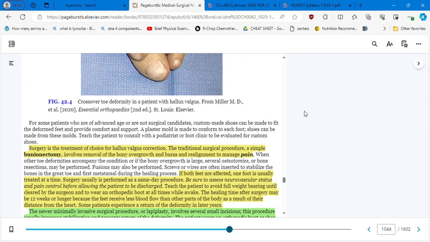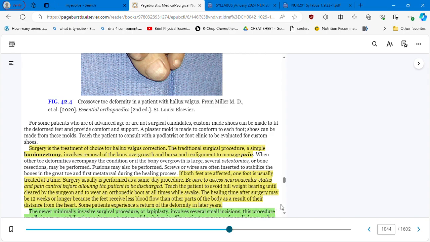Surgery is a treatment of choice for this valgus correction. The traditional surgical procedure, a simple bunionectomy, involves removal of the bony growth and bursa and realignment to manage pain. If both feet are affected, one foot is usually treated at a time. Surgery usually is performed as a same-day procedure. Be sure to assess neurovascular status and pain control before allowing the patient to be discharged. Check neurovascular status. Teach the patient to avoid full weight bearing until cleared by the surgeon and to wear an orthopedic boot at all times while awake.